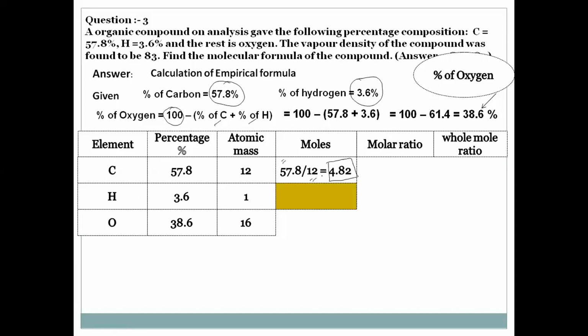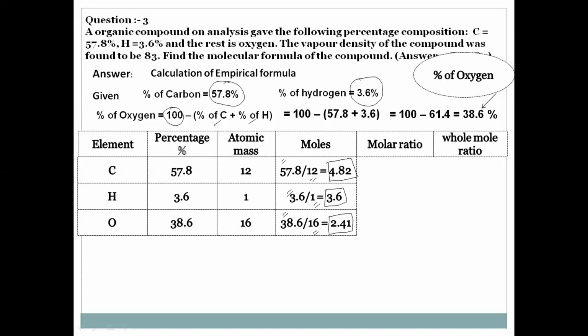The moles of hydrogen will be equal to the percentage of hydrogen divided by its atomic mass. The value comes to be 3.6. The moles of oxygen will be equal to the percentage of oxygen divided by atomic mass of oxygen. The value comes to be 2.41.